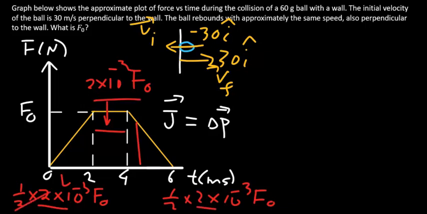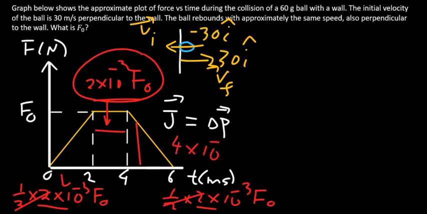So over here, it will give you F naught times 10 to the power minus 3. That one will give you another F naught times 10 to the power minus 3. And this one is 2 times F naught times 10 to the power minus 3. So 4 times 10 to the power minus 3 F naught is the impulse in terms of F naught, the maximum force. So let's keep in mind we are just working with the magnitude at this stage. So next, let's determine the change of momentum and the magnitude of it.